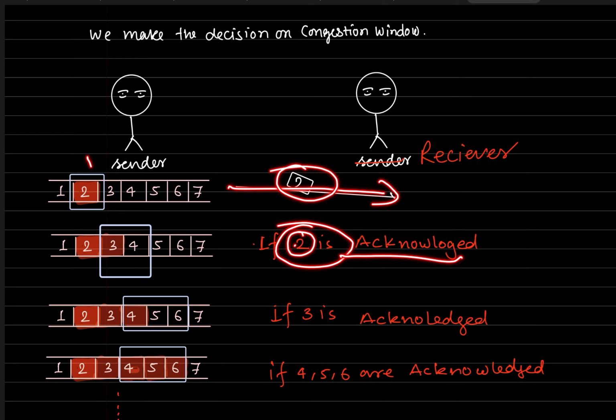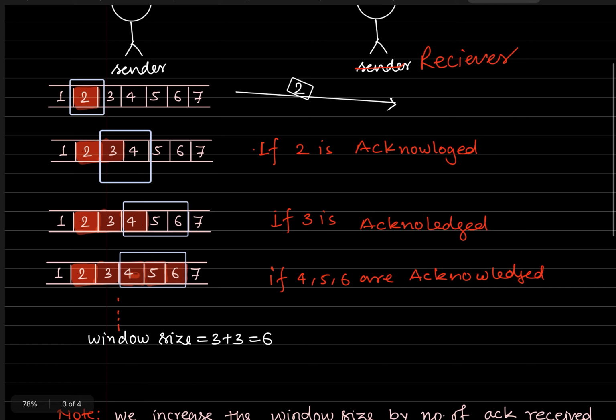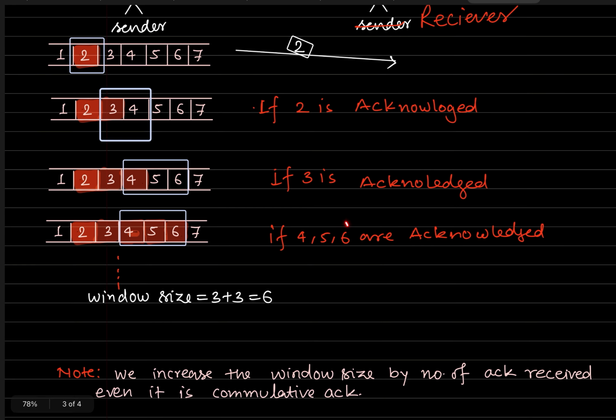Then we increase the window size by 1. We got an acknowledgement, and earlier the window size was 1, and you can see here the window size is 2. In the third case, the window size we receive is 3. In this case we increase the window size by 3. You can see 4 5 6 has come under the window. Now if we receive window 4 5 6, how many acknowledgements did we receive? 1 2 3, three acknowledgements. So the window size earlier was 3, and acknowledgements received were 3, so 3 plus 3 becomes 6.